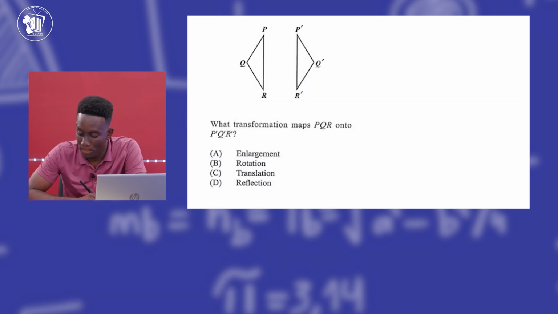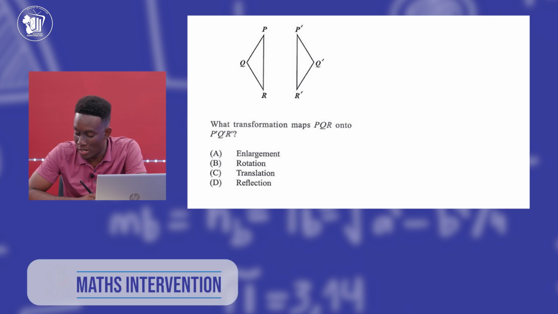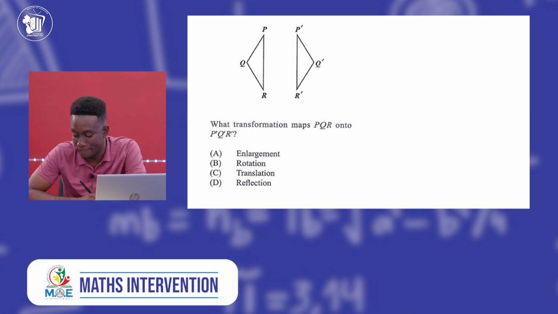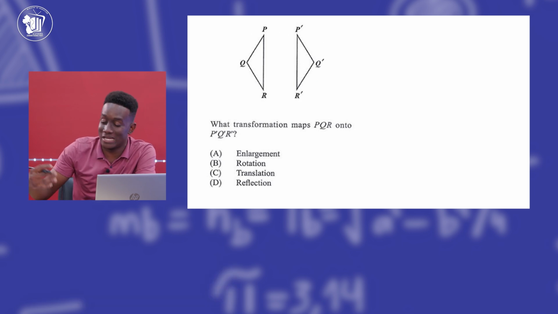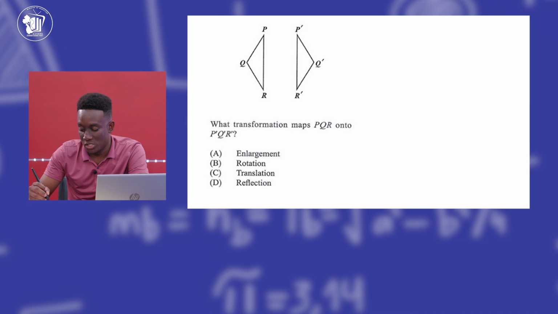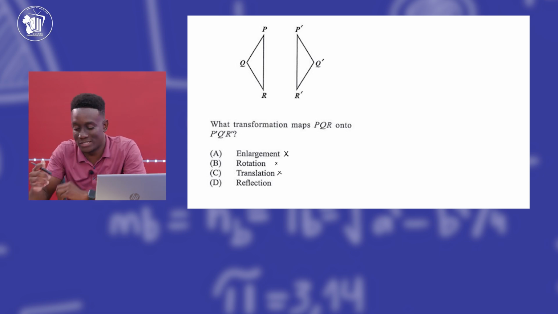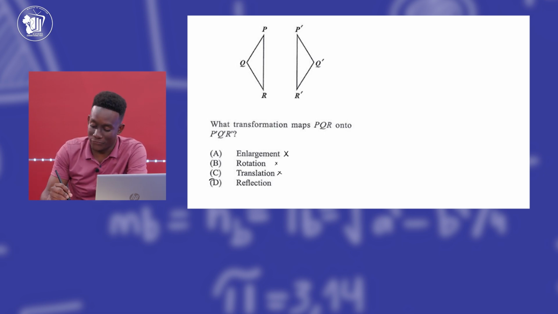So this one says, what transformation maps PQR onto P prime, Q prime, R prime? So let's go. So we have the object here and we have the image. So the answer is obvious, but let's still go through the options. So we know it's definitely not an enlargement, nothing got bigger or smaller. We know it's not a rotation. All the points, they didn't rotate anywhere. We know it's not a translation because we see the image kind of flips. So when we're thinking about the flipping of an image, we see it's a reflection.